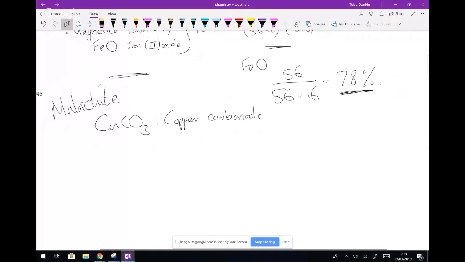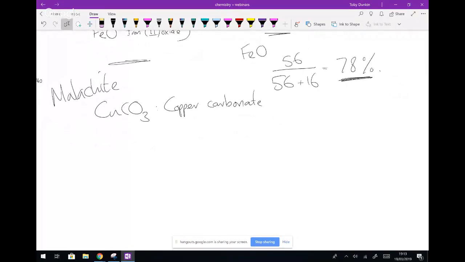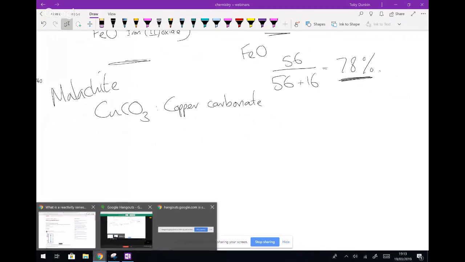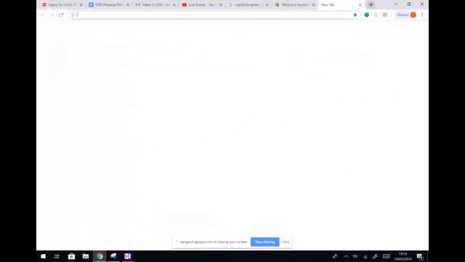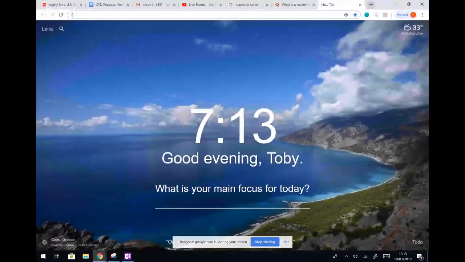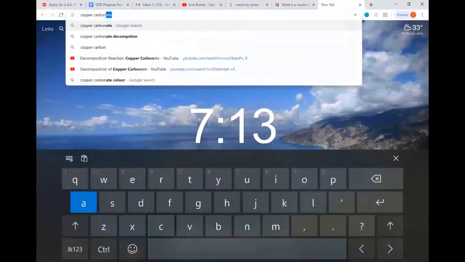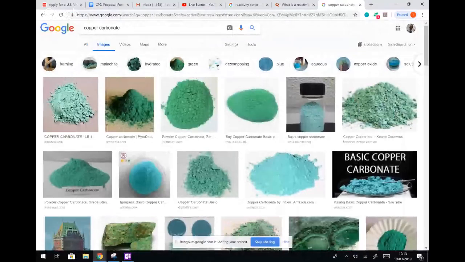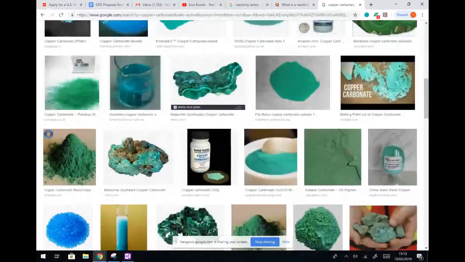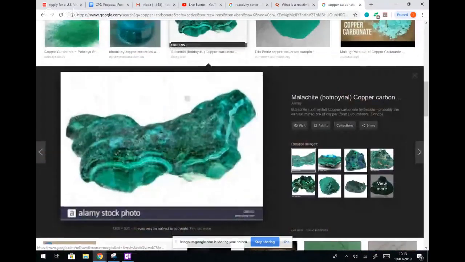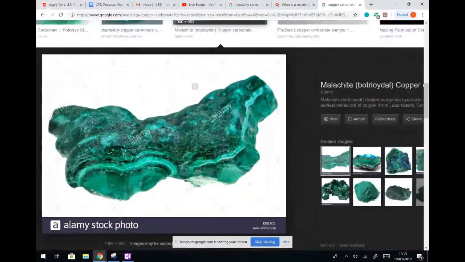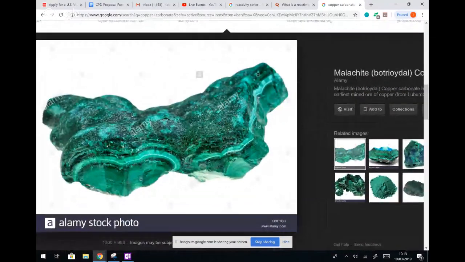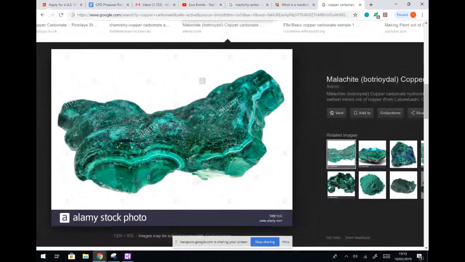Okay, so copper carbonate. Copper carbonate is a super important chemical to come across. This is, of course, a beautiful stone when we see it. At this point, I'm going to drop over to my internet and quickly Google copper carbonate. If you click images, they're going to give me the powdered form of it, of course. And if I'm looking for the rock, there's the rock. It's a beautiful, beautiful rock.